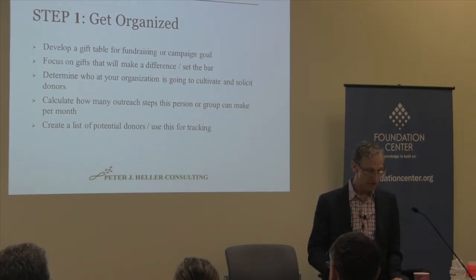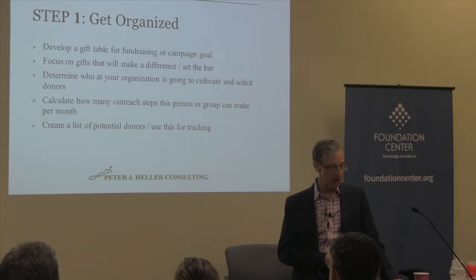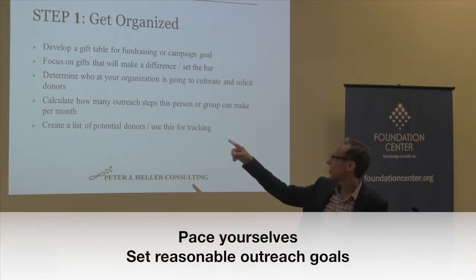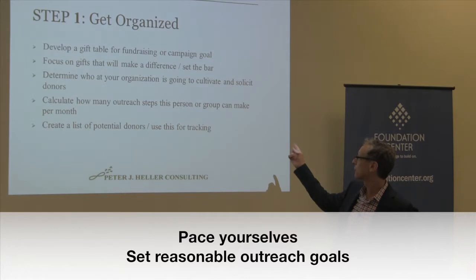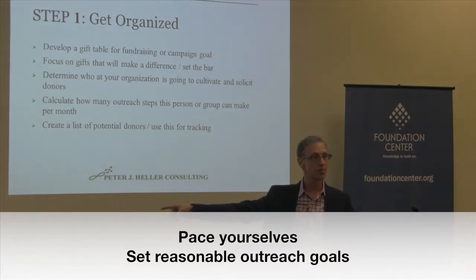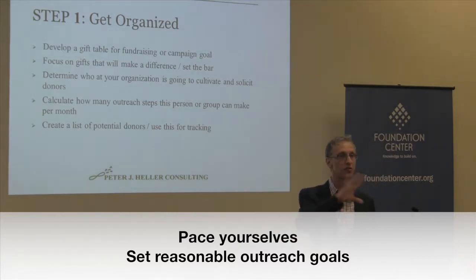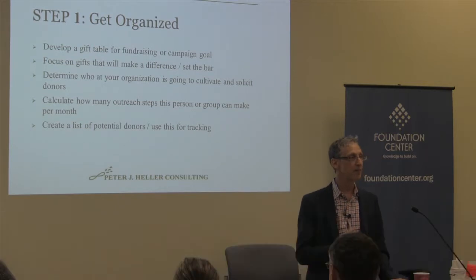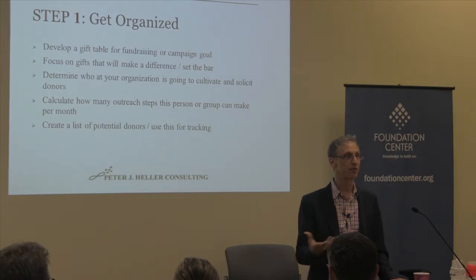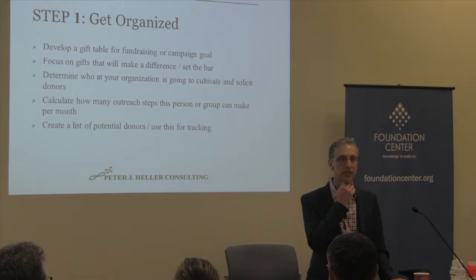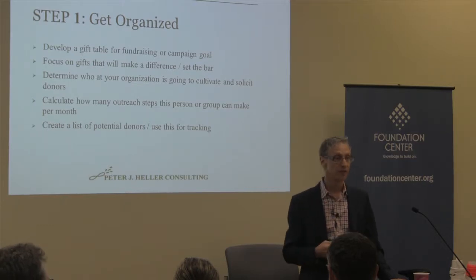And then the final thing I've got here is this one: calculate how many outreach steps this person or group can make per month. I have a spreadsheet up here that you'll get at the end that shows you a metric of that. Can anybody think about why it might be important to calculate what you can do? It's time management. Yeah, very much so.